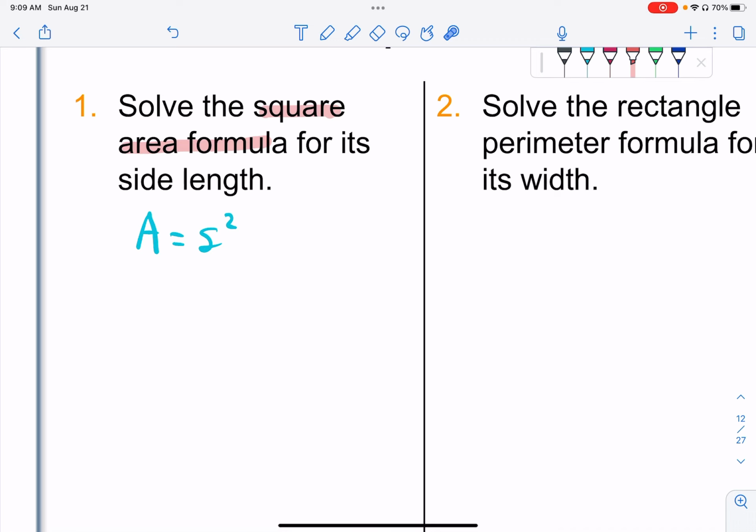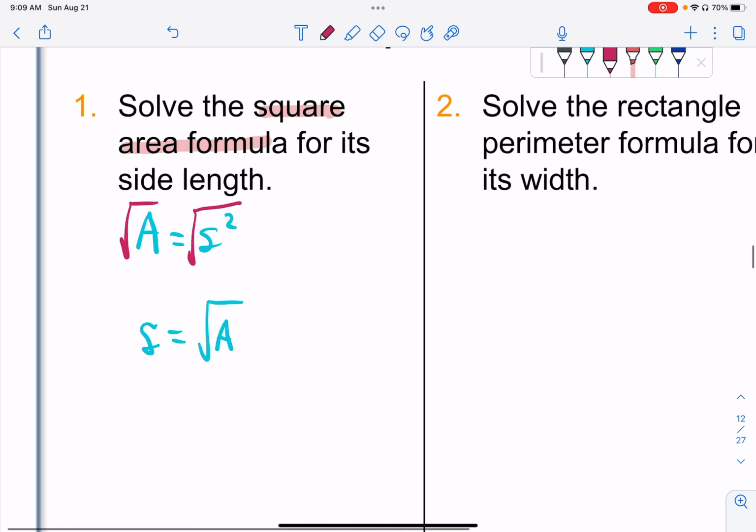Well, this is very similar to the previous question that we just worked on with the area of the circle. We need to get rid of a square, so we're going to just take the square root of both sides. Over here on the right-hand side, the square root and the square will cancel. Let me go ahead and flip the equation around. So I have S is equal to the square root of A.